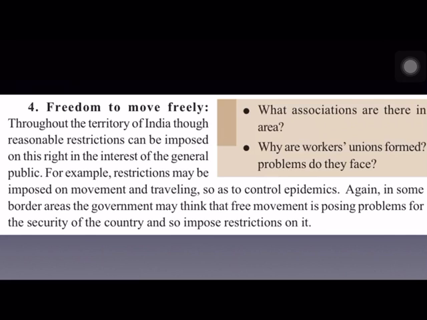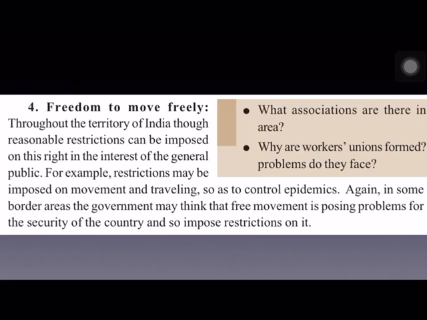But this freedom is also a restrictive freedom, because the government can impose some restrictions on this freedom also to some extent in the interest of the general public. Now let us see why.